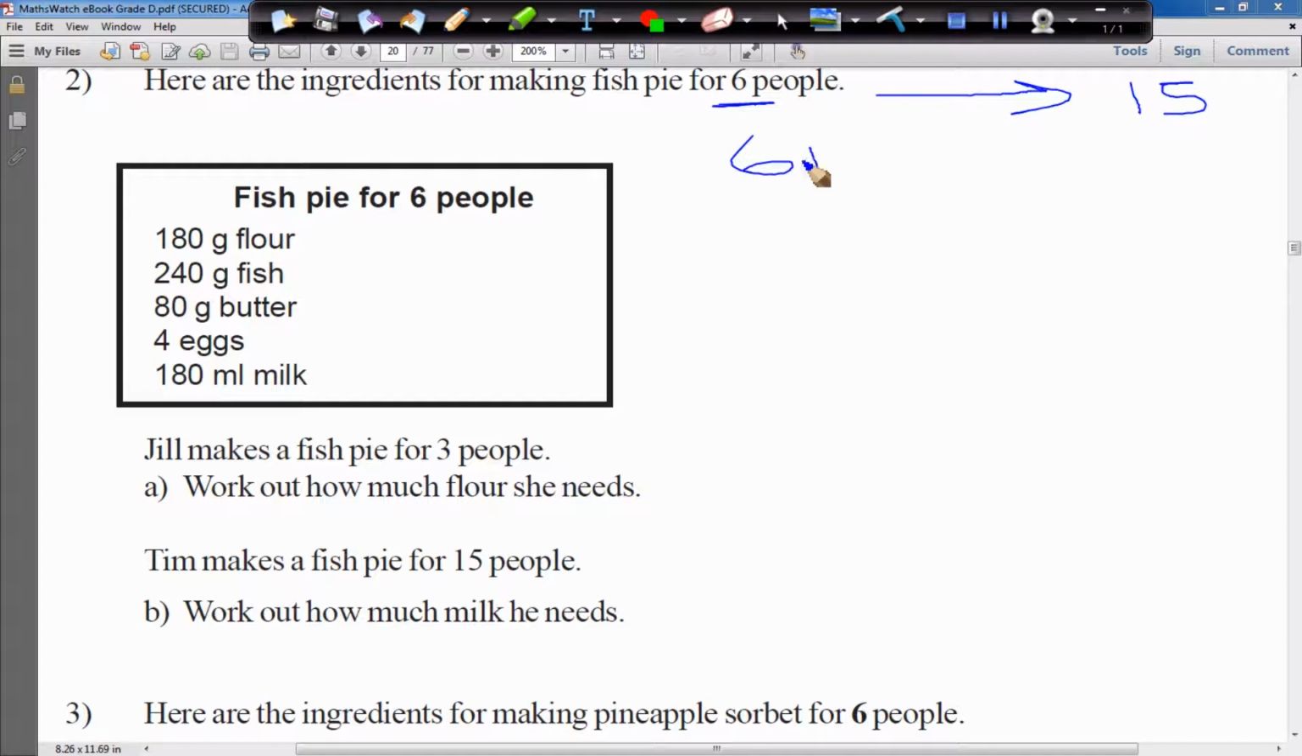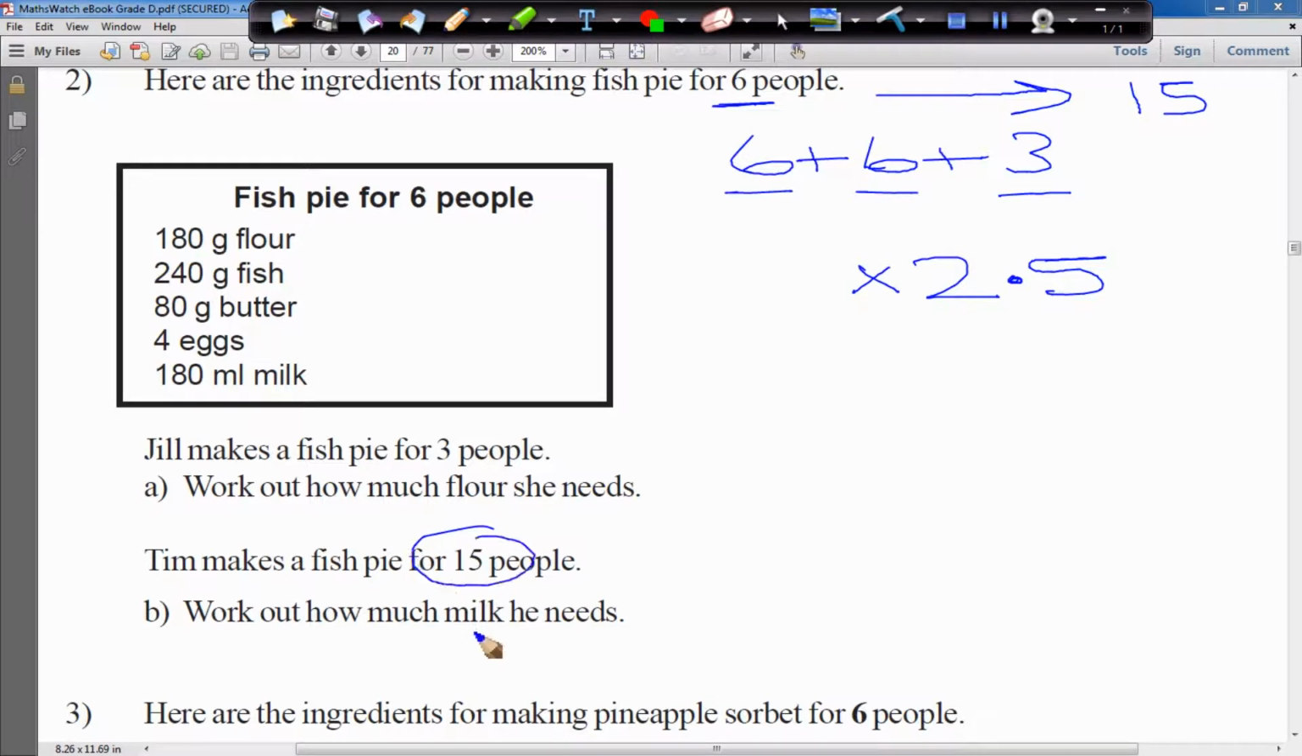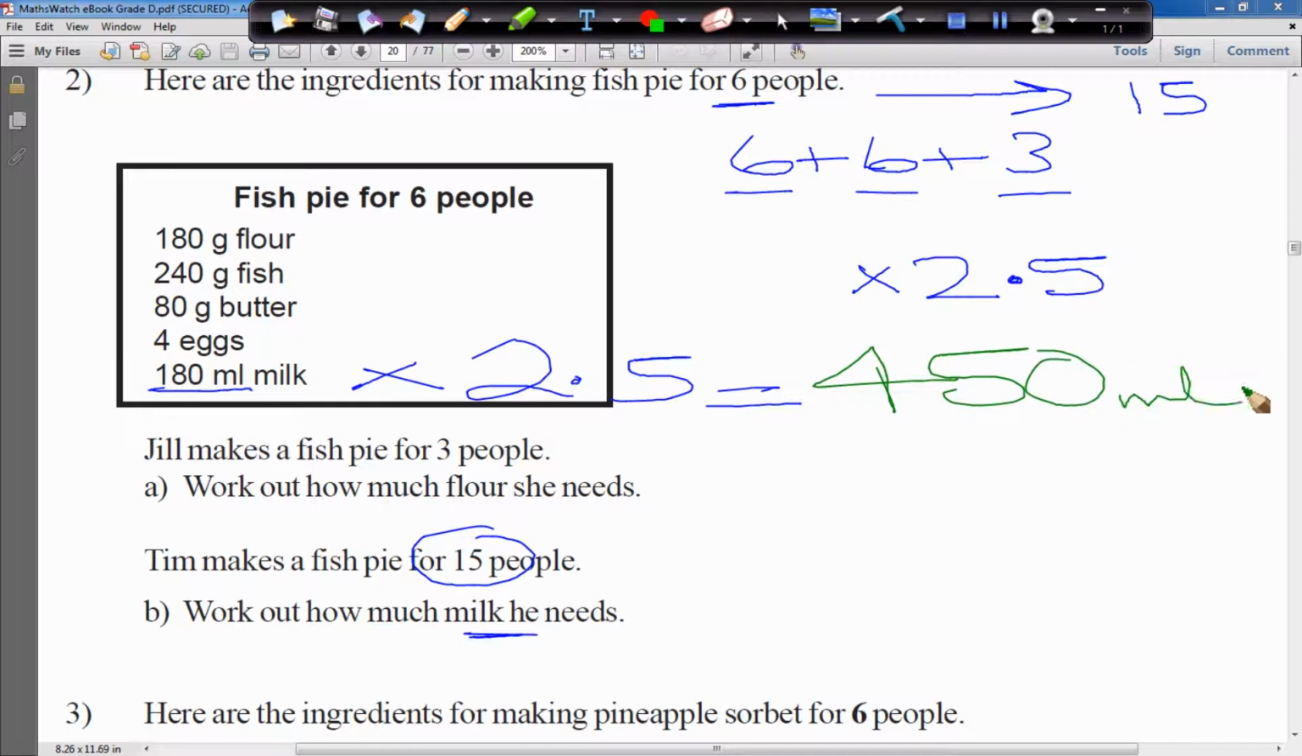So that's 6, add 3. Isn't it? So we're going to use this lot and another lot and half more. That's called multiplying by, it's the same as what? 2.5 times the ingredients for 15 people. So how much milk is it? So 180, we have to multiply that by 2.5. So 180 times 2.5 gives an answer of, what is it? 450 milliliters. Excellent, well done. That's question B, 2 done.